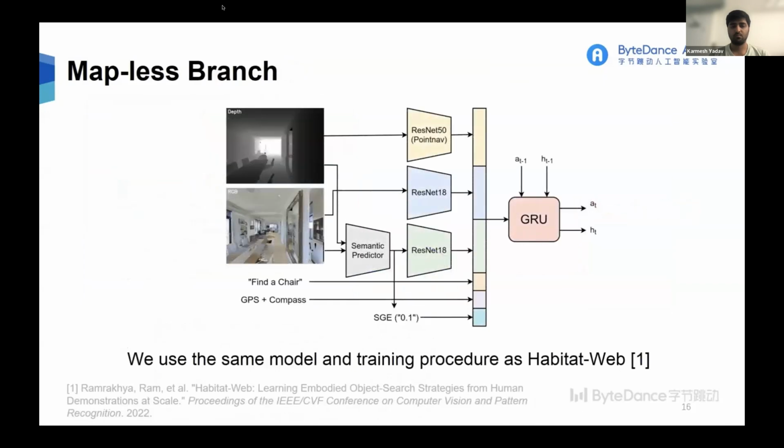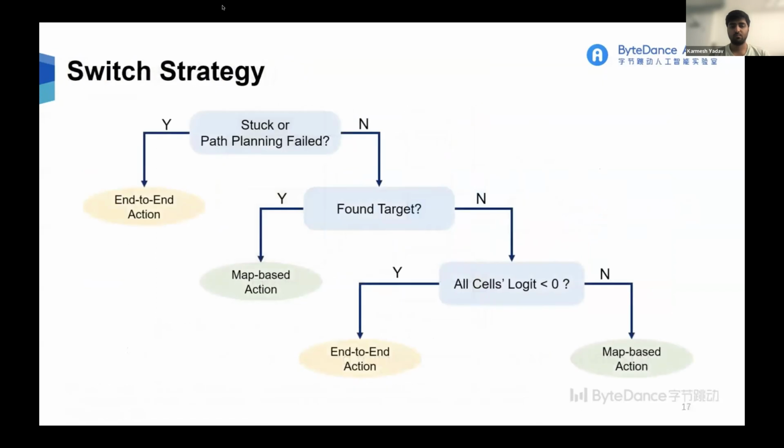In the end-to-end branch, we hope the robot can achieve efficient exploration like humans, so we use the same model and training procedure as Habitat-Web. Our switch strategy is simple. We will use the end-to-end action in three situations. The first one is that the agent is stuck or cannot find a possible path. The second is that the agent hasn't found the target object. The third is that all the cell logits are less than 0, meaning that there is no potential target or related object on the map.